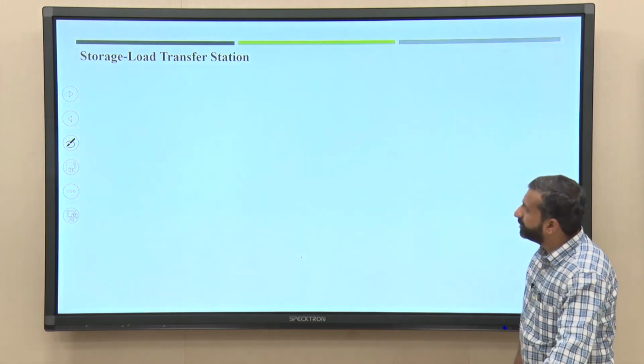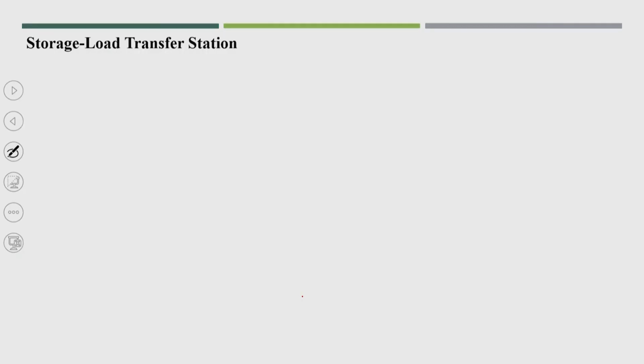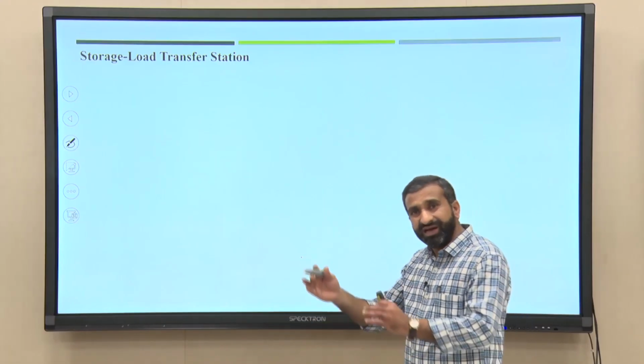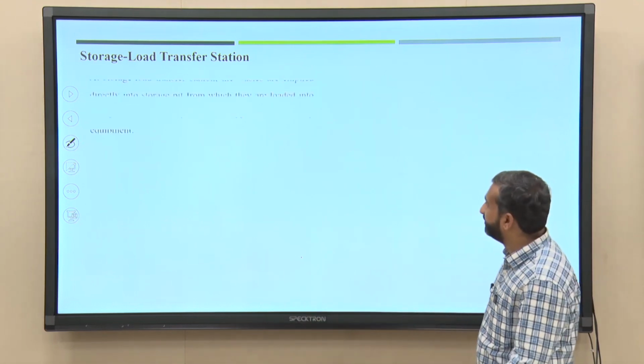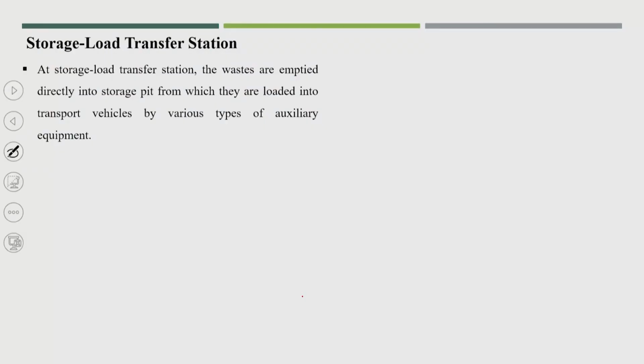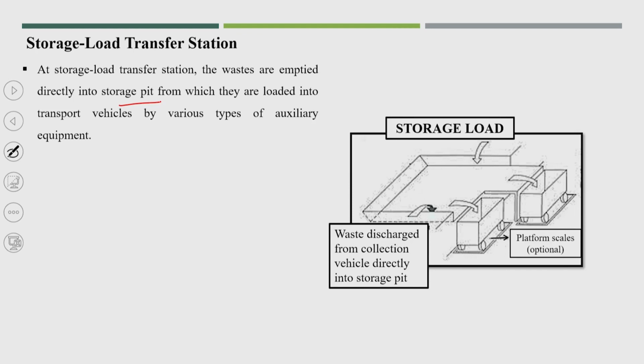Now, the next is the storage load transfer station. Here, as the name suggests, it is a storage facility, meaning waste is stored and then loaded onto the larger vehicle. At a storage load transfer station, waste is emptied directly into a storage pit, from which it is loaded into the transport vehicle by different types of auxiliary equipment. This is the storage platform, and in different ways the waste will be fed into the larger container.